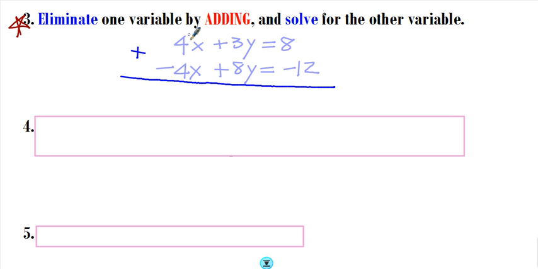of it. 4x, positive 4x minus 4x. 4 minus 4, it's a 0 pair, so these cancel out. We just eliminated x. We eliminated by adding.